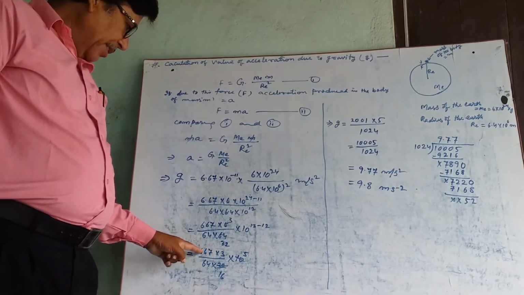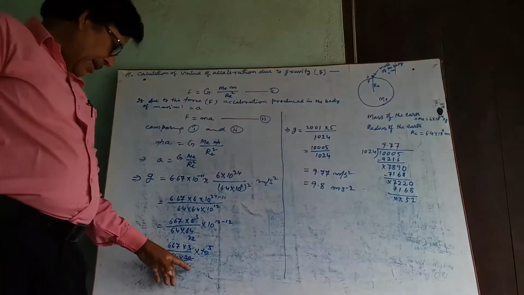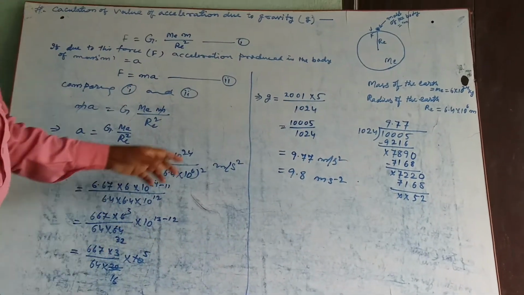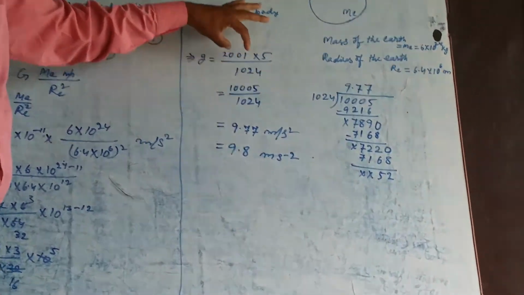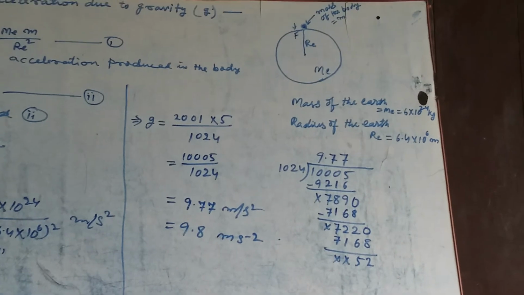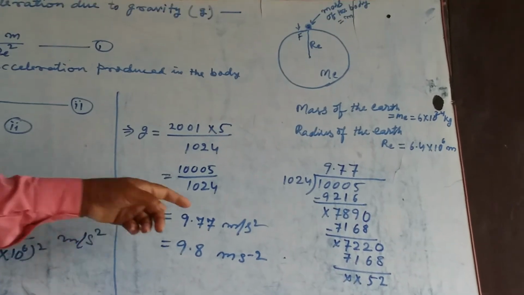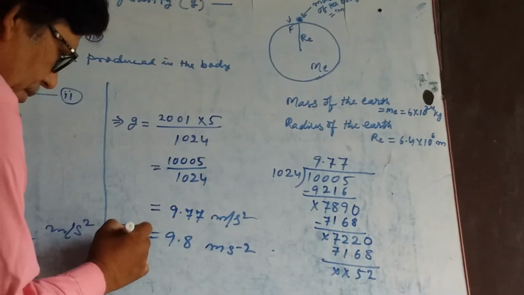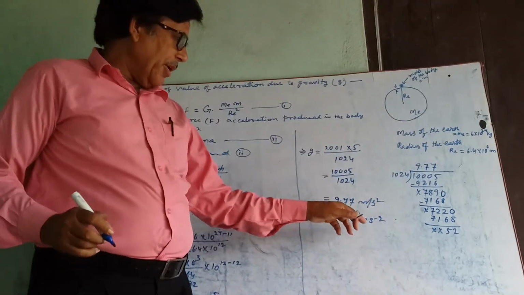Now on multiplying 667 by 3 we get 2001, and by multiplying 64 by 16 we will get 1024. Dividing this, we will get 9.77. Thus the value of g is equal to 9.77 meters per second square, which is approximately, on rounding, 9.8 meters per second square.